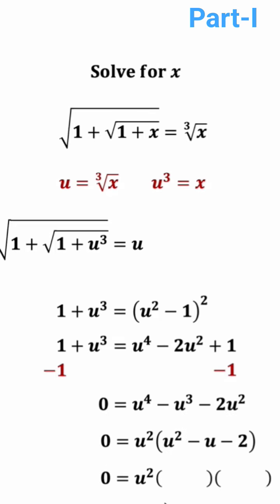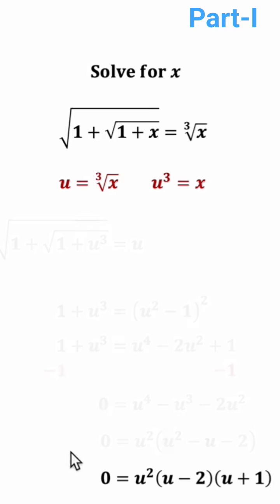We can factor this by doing u and u. And then we need two numbers that add to -1 and multiply to -2. Well, that's going to be -2 and +1. So if we were to multiply this out, it would bring us back to this right here. And once again, to do this, we needed two numbers that added to -1 and multiplied to -2. And this is what we need to solve for u.